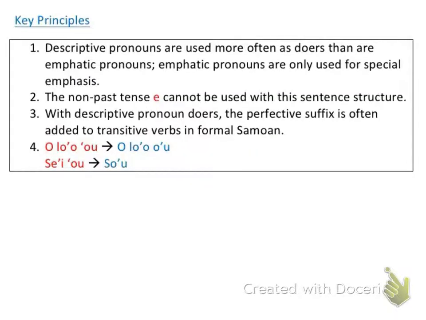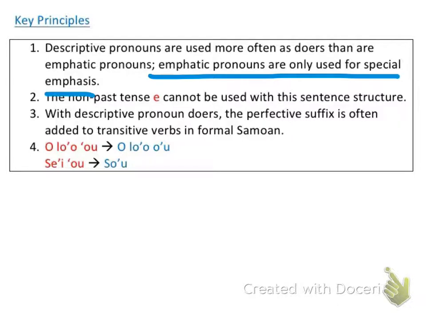Okay, moving on to the key principles. These are things that we should have learned, and I just want to review them right here. Descriptive pronouns are used more often as doers than emphatic pronouns. Emphatic pronouns are only used for special emphasis. What I want to add here is that emphatic pronouns are only used for special emphasis when they're acting as a subject, okay?